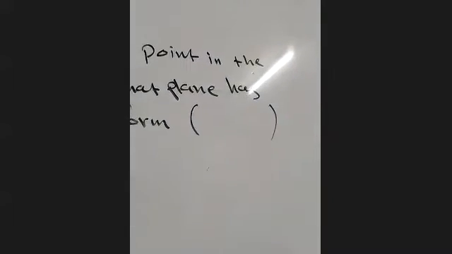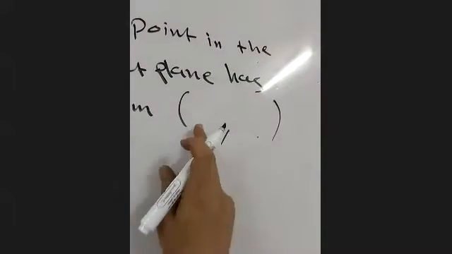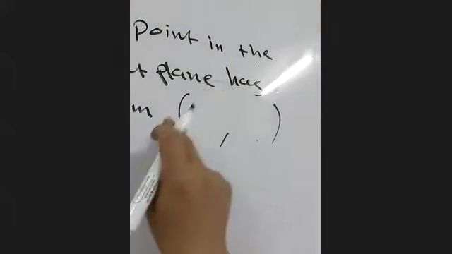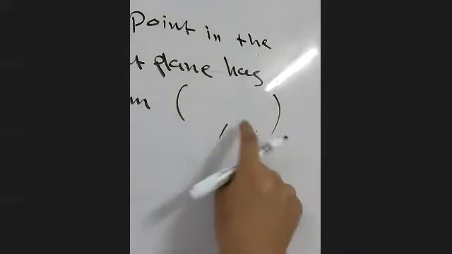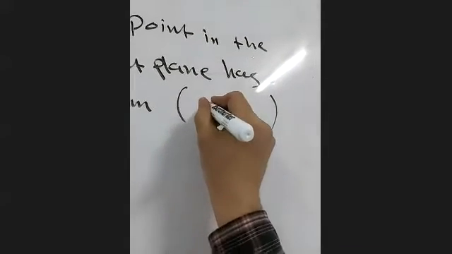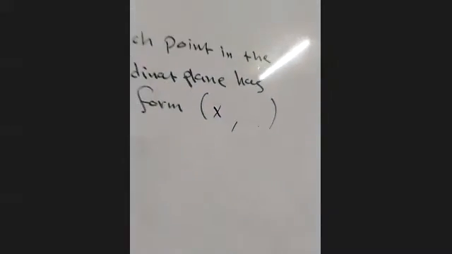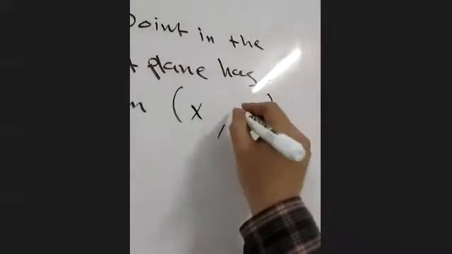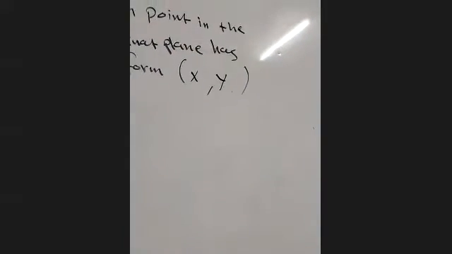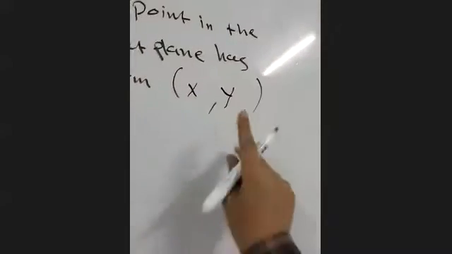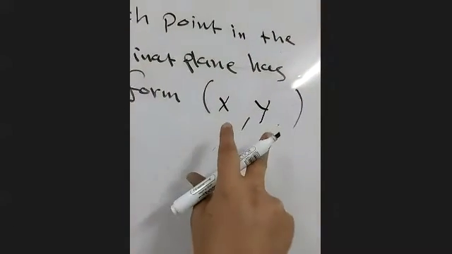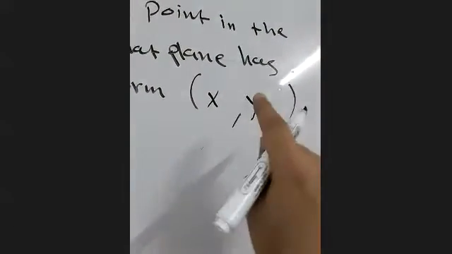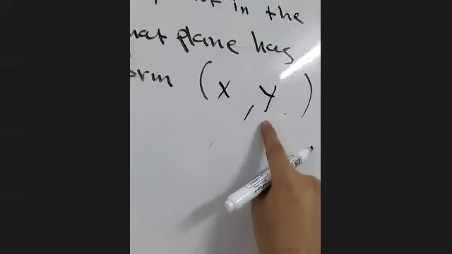Look, two brackets, a comma in the middle, and two numbers. The first number is always for x. The second number is always for y. Not yx, no, xy. So the first number is always for x, the second number is always for y, okay?